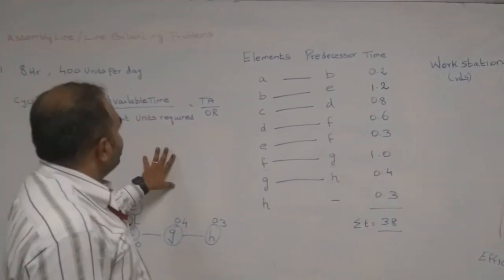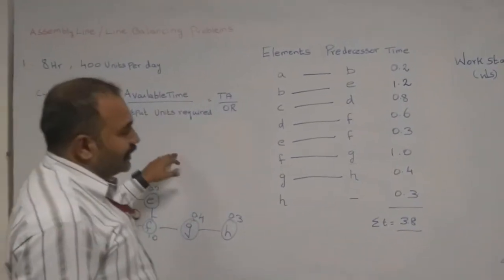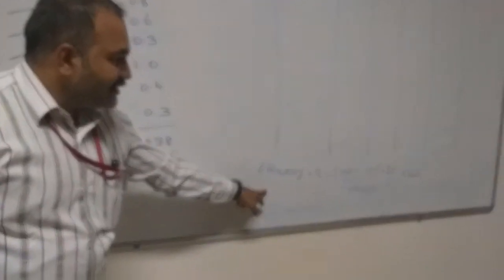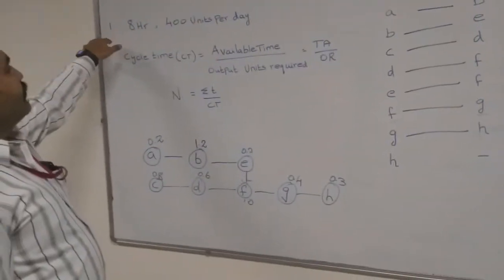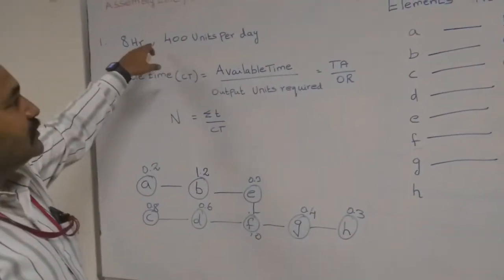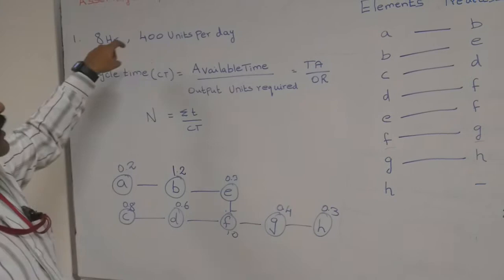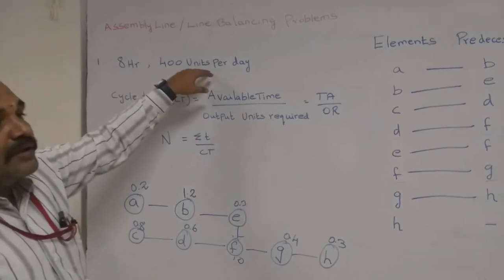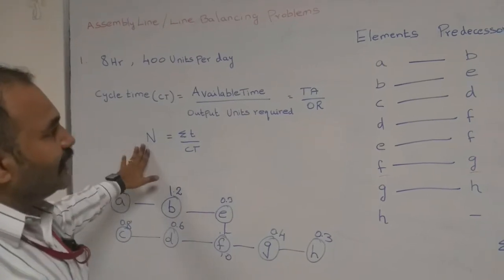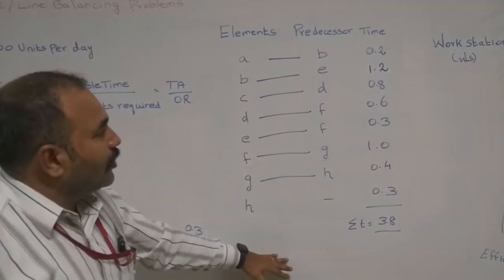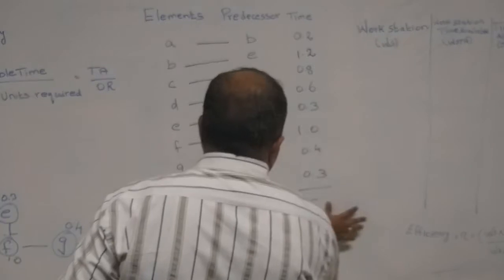Then after completing these two points, cycle time and n value, you will be calculating the efficiency by using a tabular column, which we are going to see at the last. Consider we have a problem with 8 hours and 400 units per day. So 8 hours working, and 400 units will be manufactured per day. You are going to calculate the cycle time and the n value with this problem.